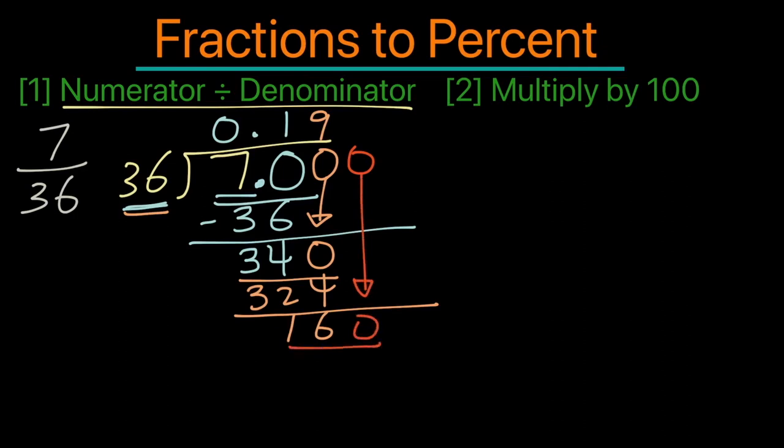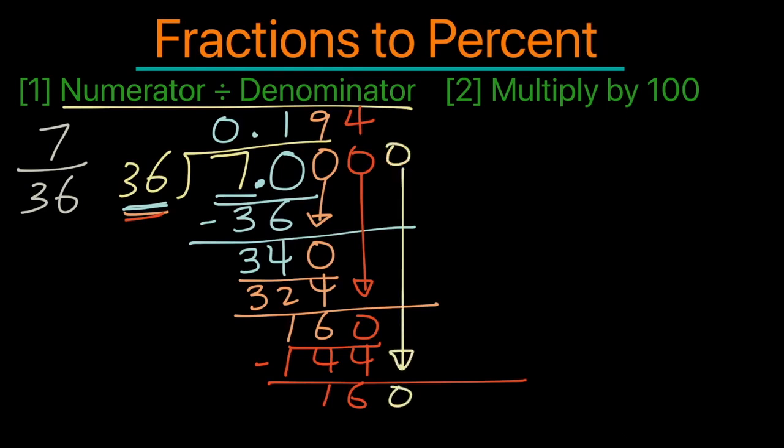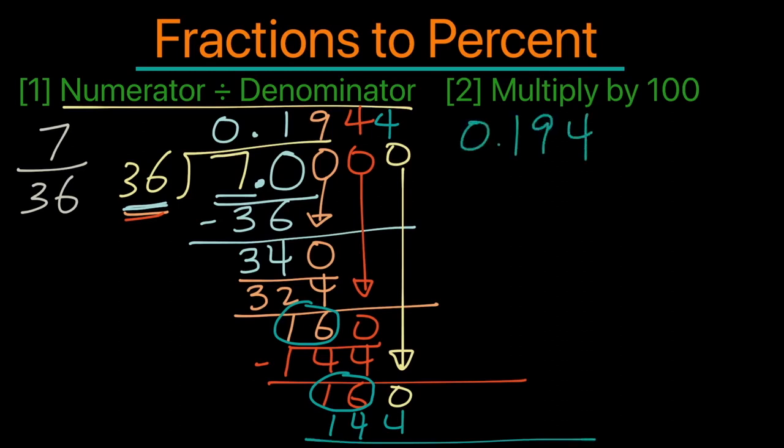And what is 160 divided by 36? 4 can go into that. And that comes out to 144. 160 minus 144 is 16. And then we're going to bring another 0 down. Now we start seeing a pattern of 16 being the remainder every time we place a 4 on top. So we know that the 4 is going to repeat. Therefore, the answer will be written as 0.194 with a bar on top, meaning that this is a repeat decimal.